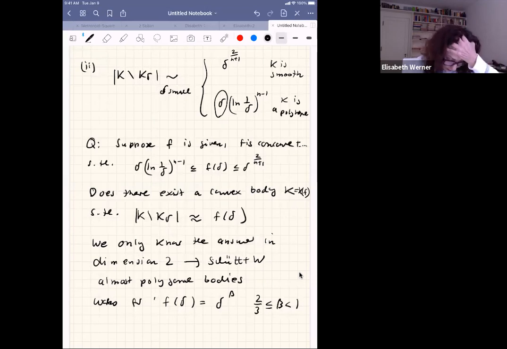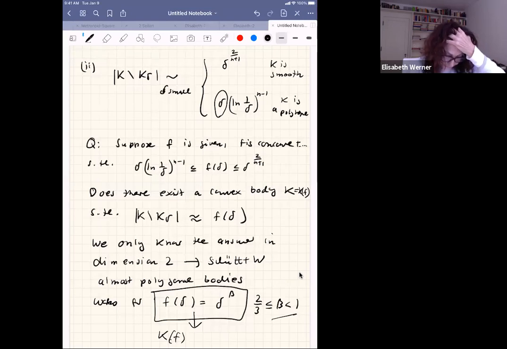So given such functions, delta to the beta with this exponent beta, we do find a convex body K_f such that the volume difference between this body and its floating body is given by that function. But we do not know anything in higher dimensions. And maybe one word and then I'll finish.